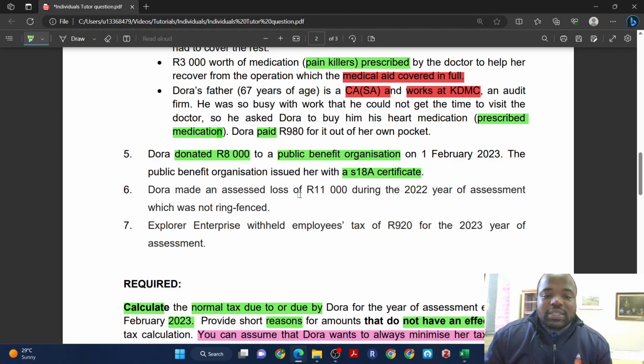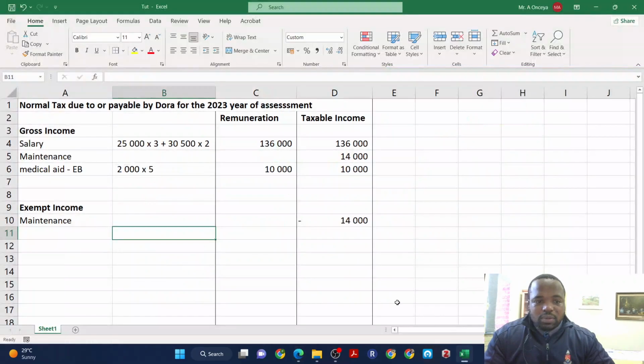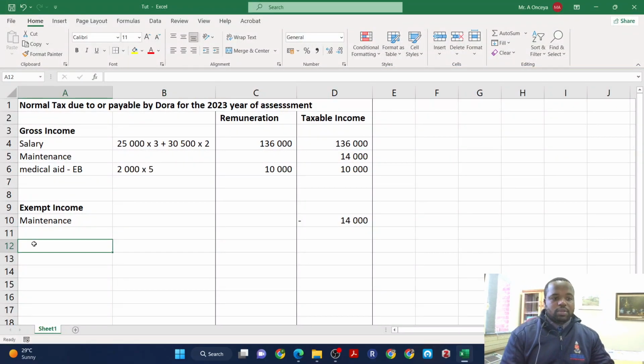Dora made an assessed loss of 11,000 rands during the 2022 year of assessment, which was not ring-fenced. Not ring-fenced means you can deduct it. For second years, I don't think you deal with the prohibition of deducting assessed losses, but to make sure, we always tell you that it's not ring-fenced, meaning you should deduct it. Let's do that now. So start with our deductions.